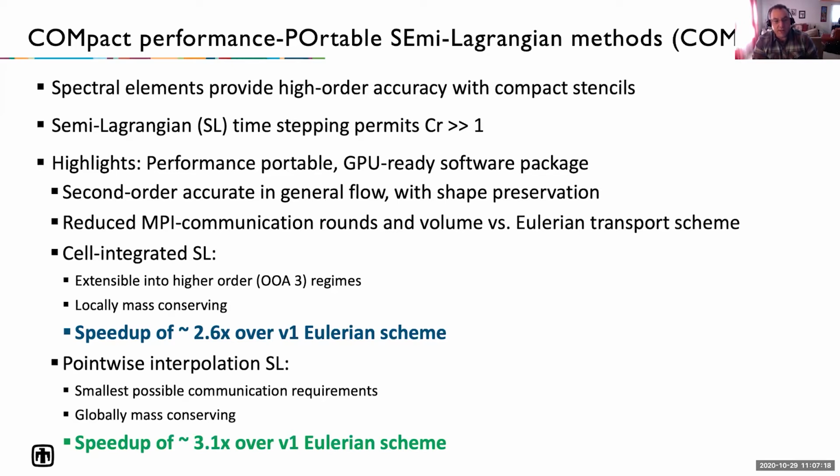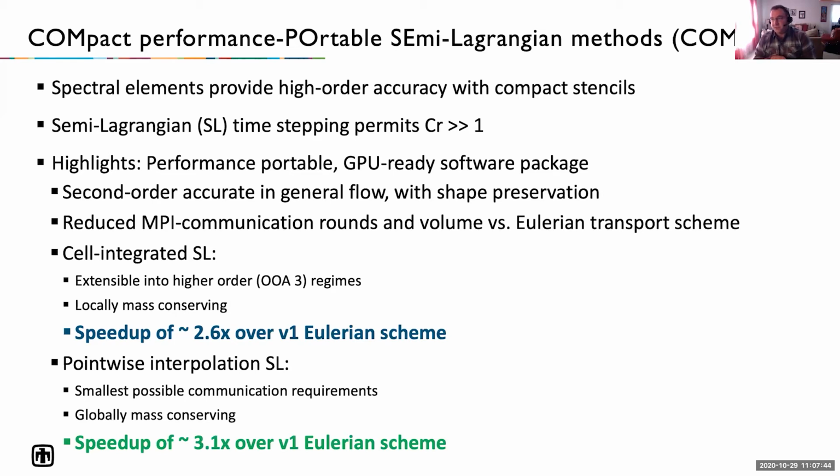And we have two varieties of it. We have cell integrated, which is locally mass conserving, and it's extensible into higher order. All you have to do is change the way you parameterize element edges from linear to quadratic to get cubic accuracy. And it successfully sped up the E3SM transport in the atmosphere by a factor of around 2.5.